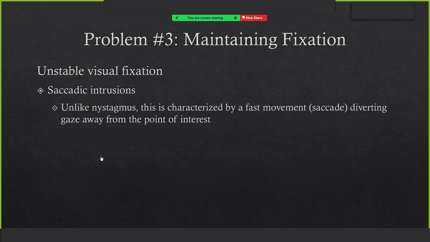So we'll be talking about unstable visual fixation, when you're trying to fixate on something and you're being drawn off target. So again, one way you can do that is abnormalities from the periphery, from the vestibular system, which create a reflex that draws you off target. Another way is just the fixation mechanisms themselves aren't working properly. So the first of that is saccadic intrusions. You're fixated on something, an inappropriate saccade pulls you away from your target of interest. These are, by definition, characterized by a fast phase. So a saccade is fast. This is a fast phase diverting your gaze from your object of interest. And it can be provoked by shifting your gaze around.